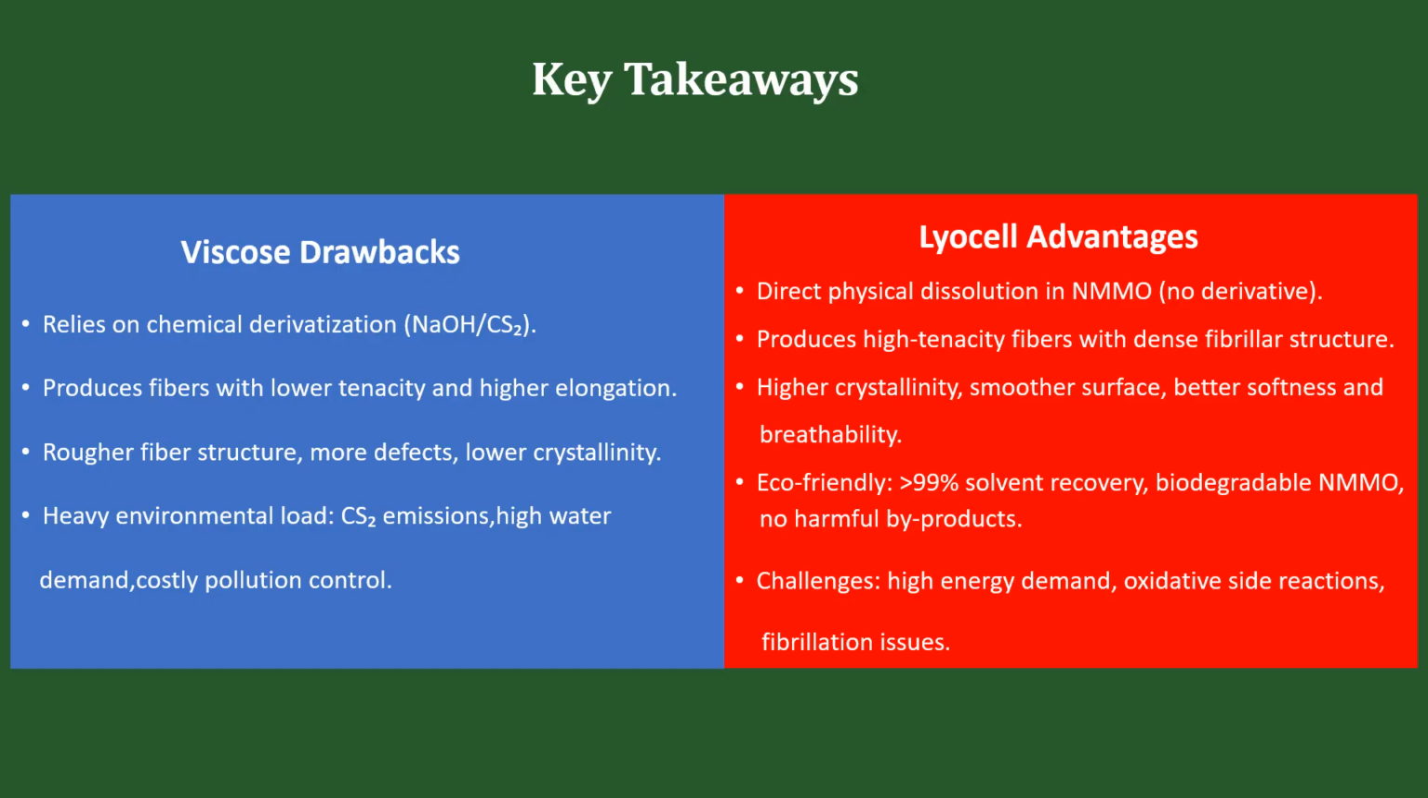To summarize, both viscose and lyocell are regenerated cellulose fibers, but their production routes and final properties are quite different. Viscose relies on chemical derivatization using sodium hydroxide and carbon disulfide, resulting in fibers with lower strength, lower crystallinity, and a higher environmental footprint. Lyocell uses direct dissolution in N-MMO without forming a cellulose derivative. This produces stronger fibers with a dense fibrillar structure, higher crystallinity, and improved performance.